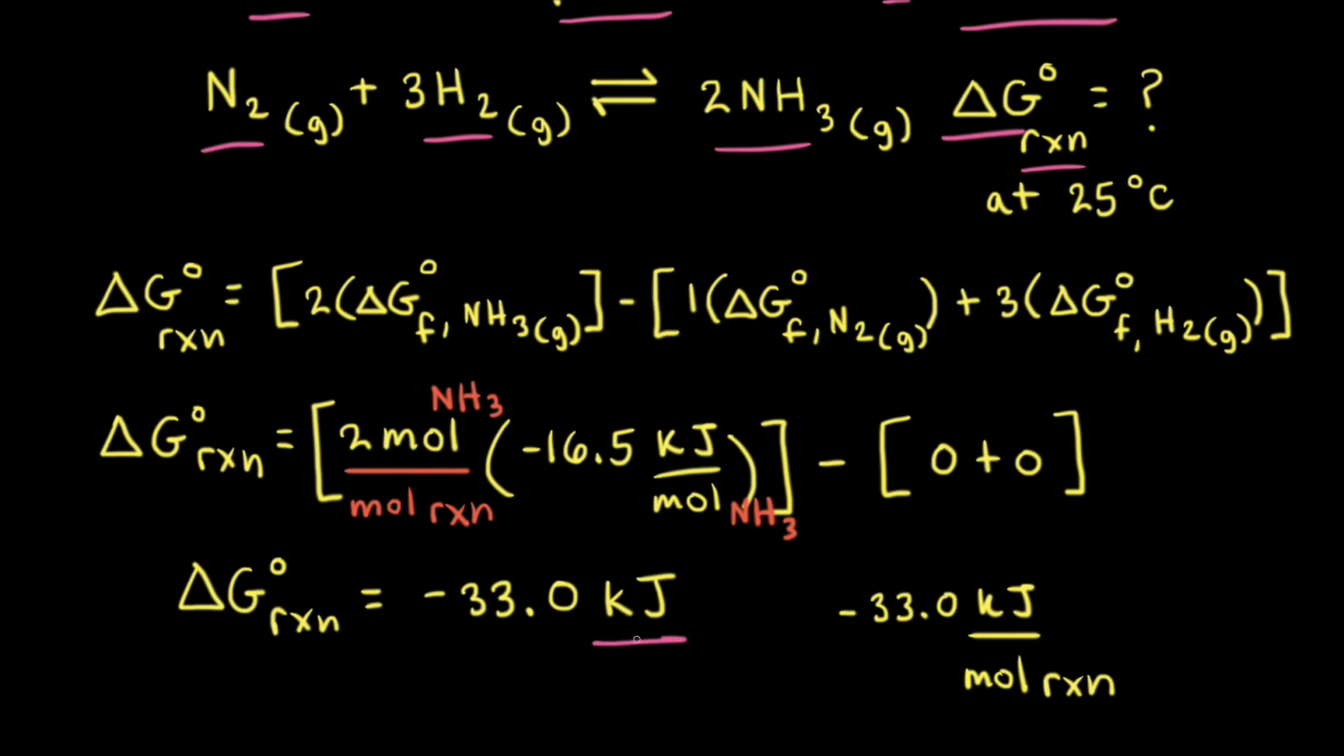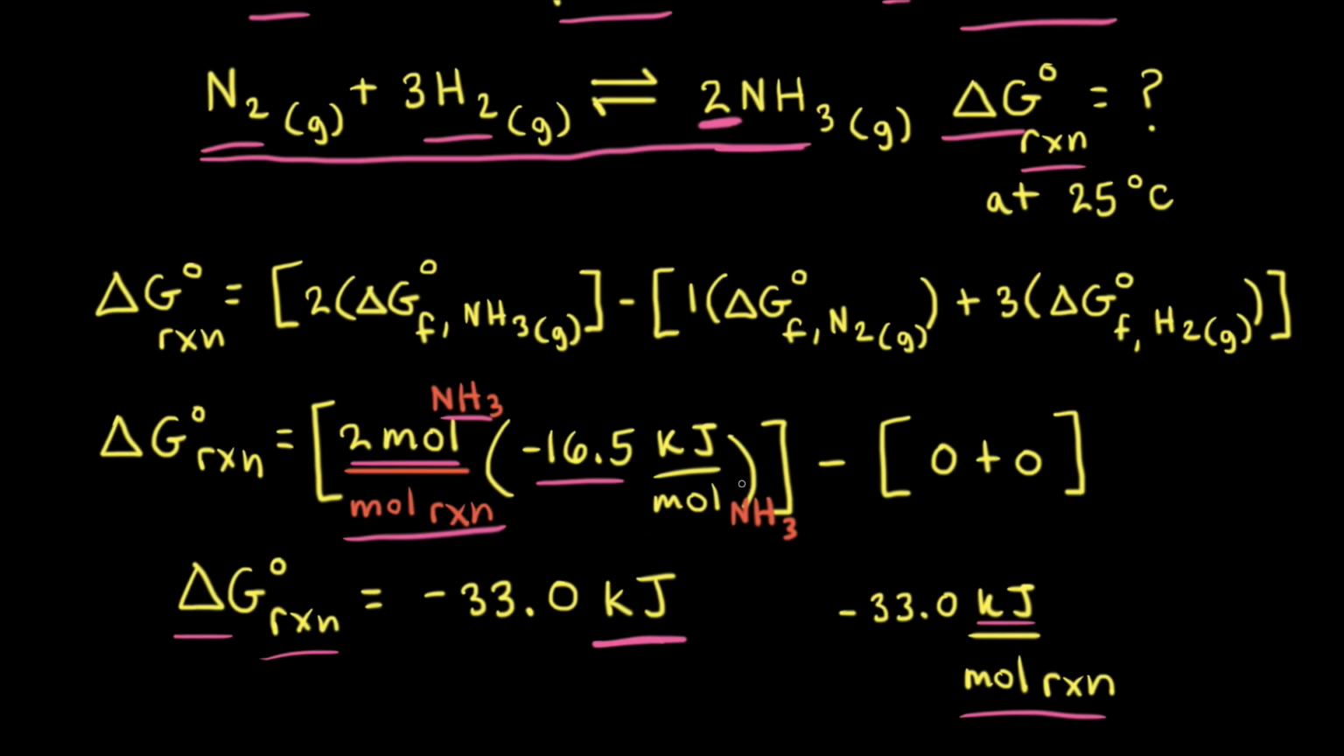Textbooks often give the units as kilojoules for the standard change in free energy of a chemical reaction. However, sometimes you also see kilojoules per mole of reaction. Per mole of reaction simply refers to how the balanced equation is written. And here we have the formation of 2 moles of ammonia. So we can write a conversion factor of 2 moles of ammonia per 1 mole of reaction. For standard free energies of formation, the units are kilojoules per mole of the substance. So in this case, it's negative 16.5 kilojoules per mole of ammonia. So moles of ammonia would cancel out, which gives kilojoules per mole of reaction for the units.